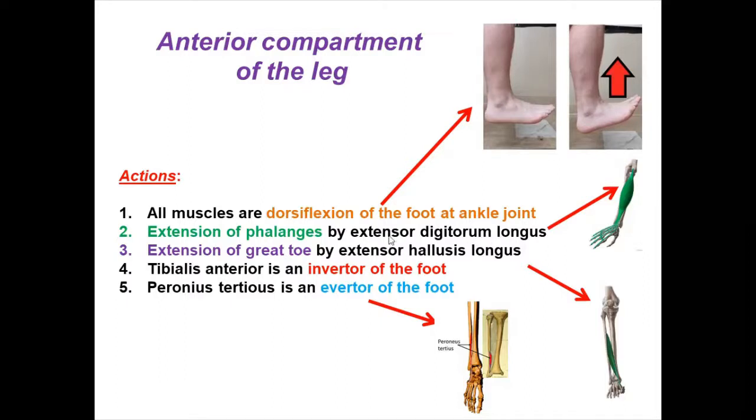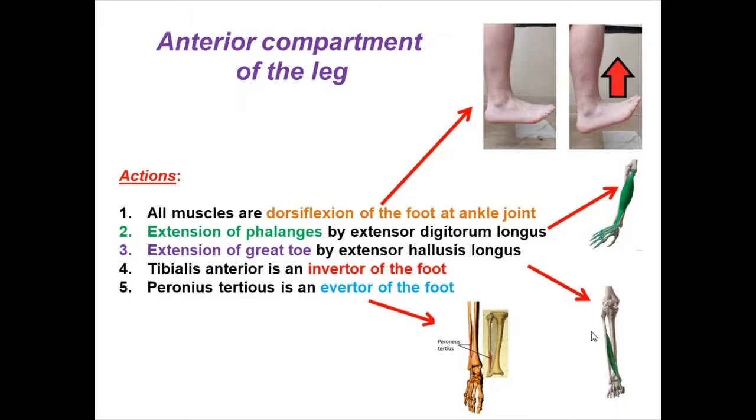Individually, the extensor digitorum longus, which forms 4 digits and is inserted into the distal phalanges, causes extension. So the name is extensor digitorum longus. It causes extension of these lateral 4 toes or phalanges. Extensor hallucis longus: hallux means great toe. This muscle goes to the hallux or great toe, so it causes extension of the great toe.